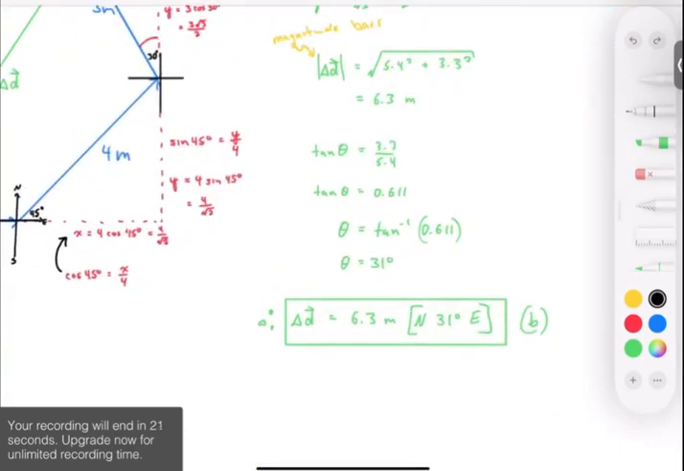And that's where I work that out. Do the inverse tangent, I get 31 degrees. Now I can actually report that as 6.3, because I already know the magnitude, north 31 degrees east, because I know where that was from.